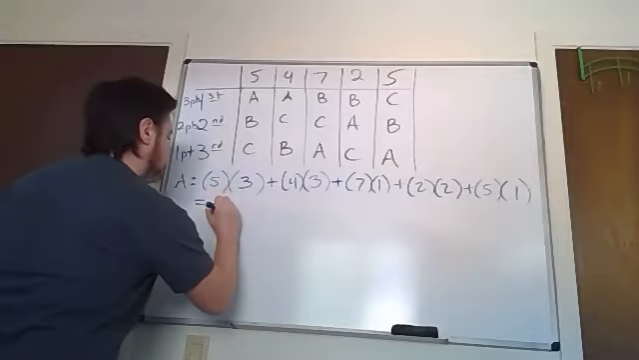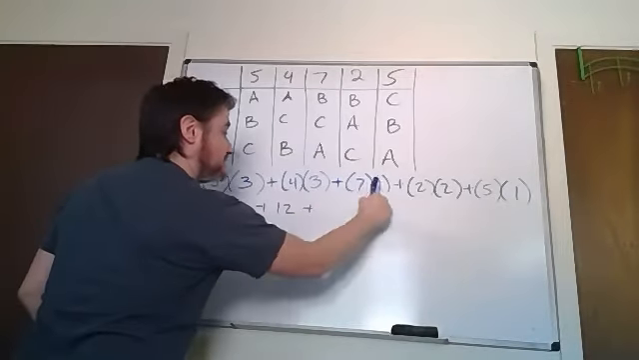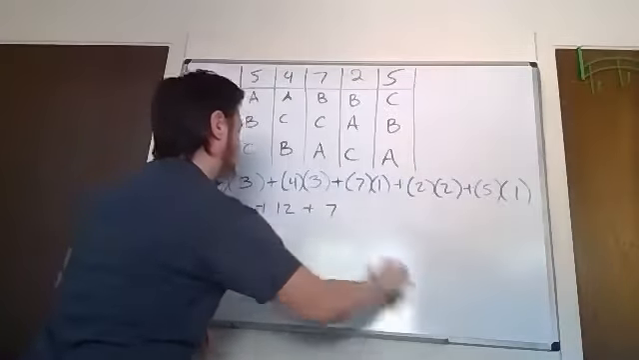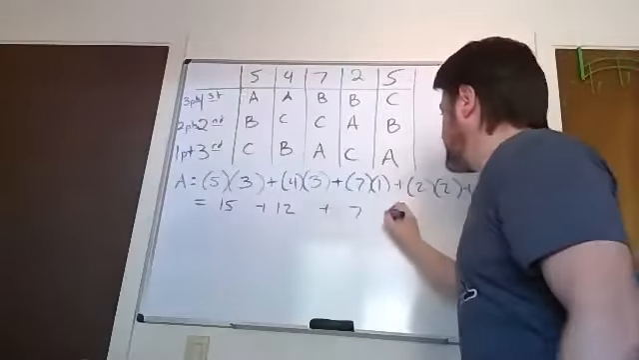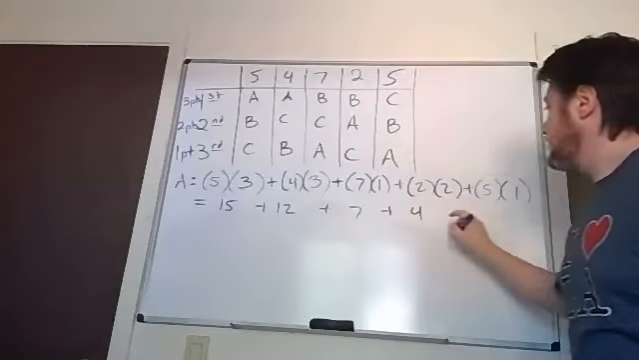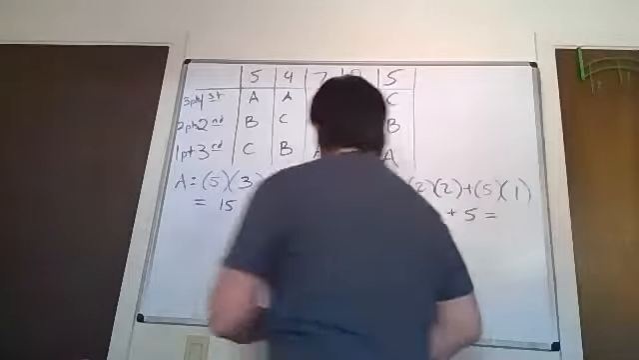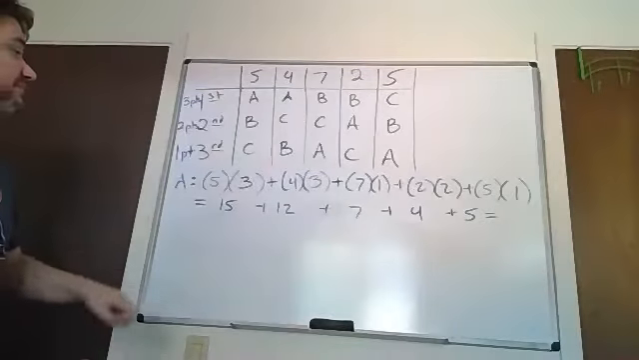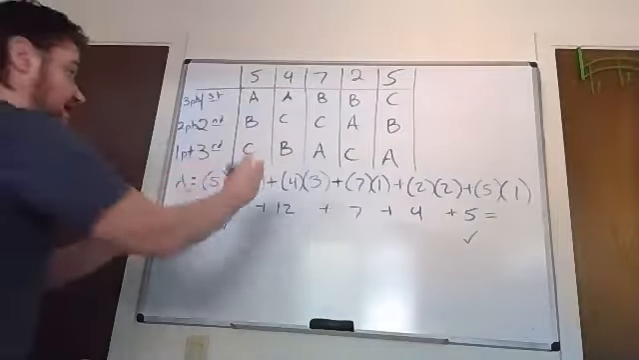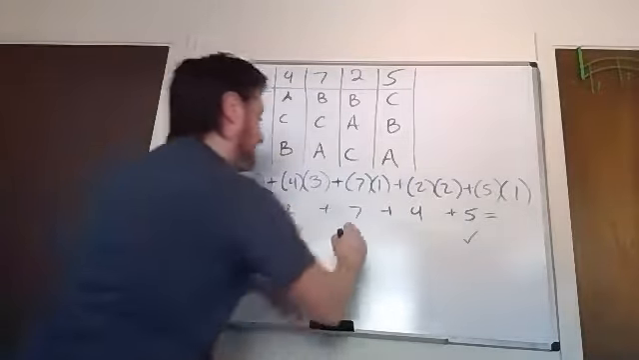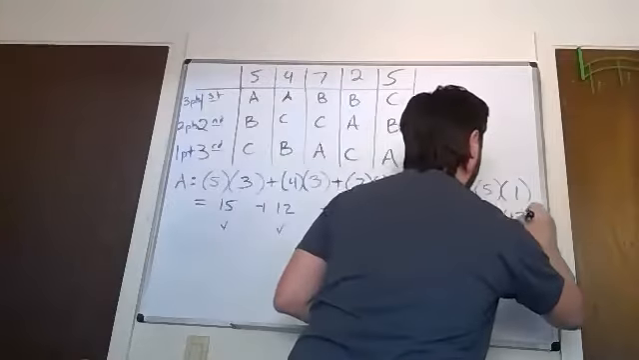So 5 times 3 is 15. Plus 4 times 3 is 12, plus 7 times 1 is 7. Let me try to keep these under their respective products. Plus 2 times 2 is 4, and plus 5 times 1 is 5. Alrighty, and that's it. So now I can add those up. Let's see if I can do this in my head. So 15 and 5 make 20. 20 and 12 is 32, and 7 is 39, and 4 makes 43.